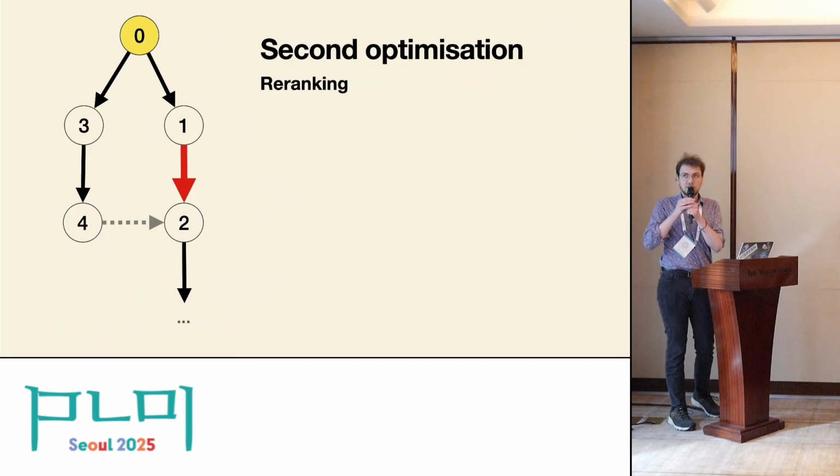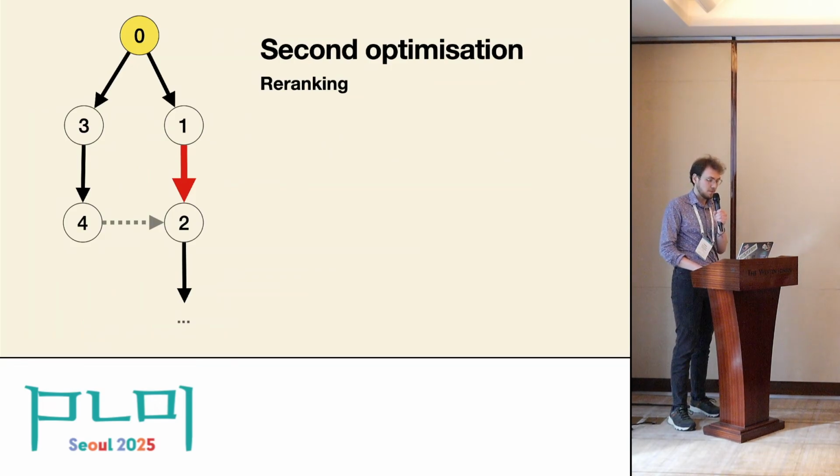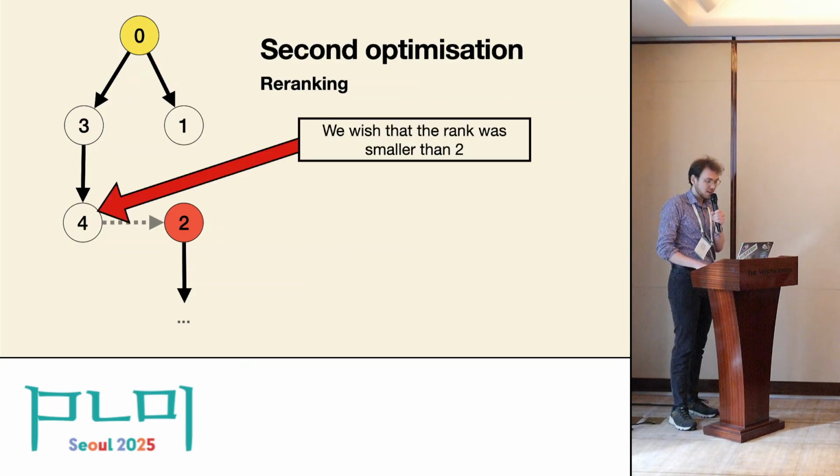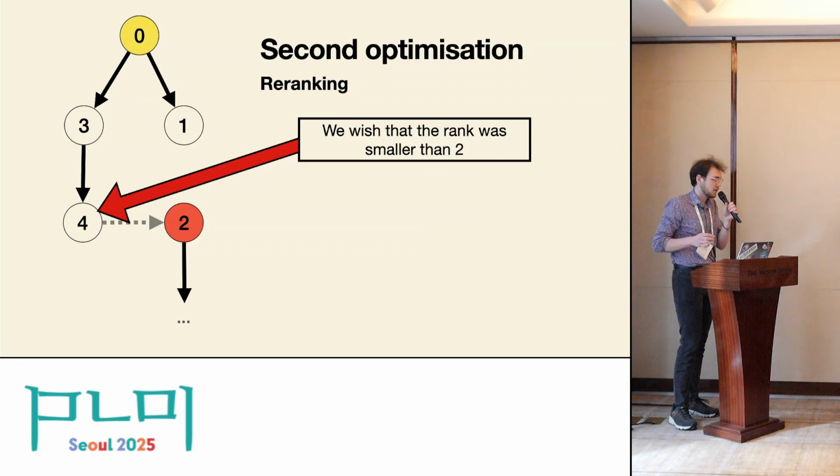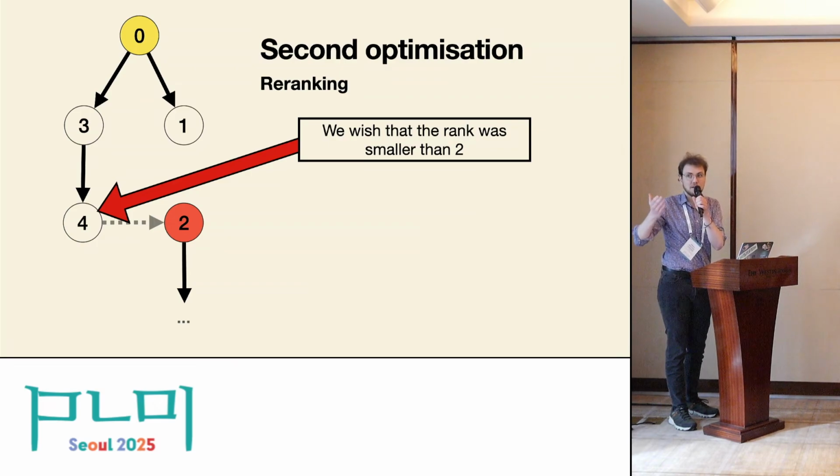The second optimization is called re-ranking. So in our case here, we have a new graph. So imagine that the 3 dots here are again a huge subgraph that we really, really don't want to traverse. And the edge in red here is the edge that we want to remove. So if we try to drop this node, we really, really wish that this node here had just a rank a little bit smaller. The reason being that it could adopt it and don't have to traverse the big subgraph.